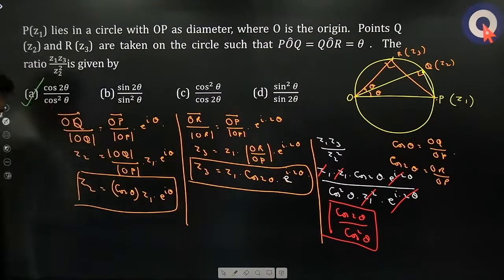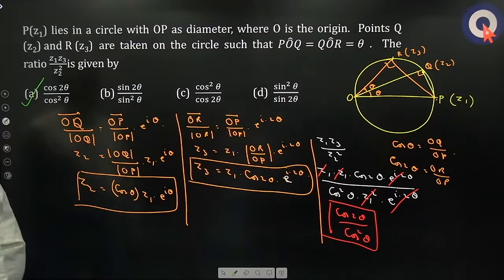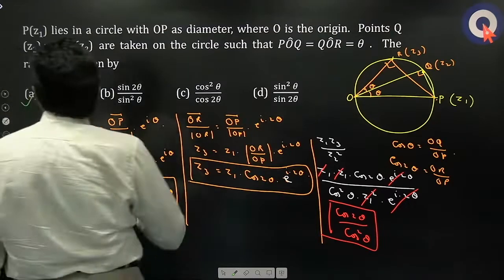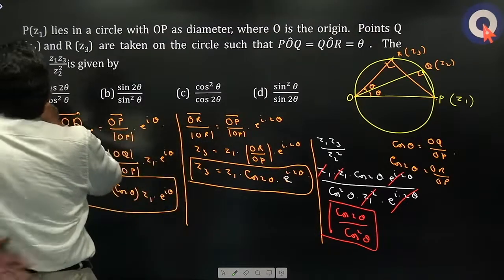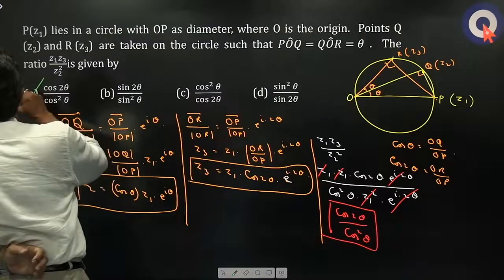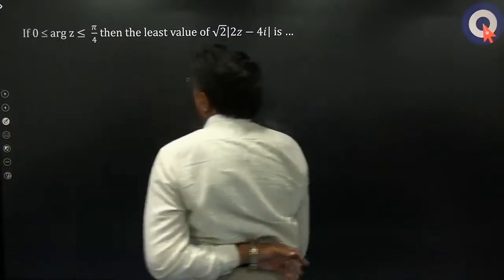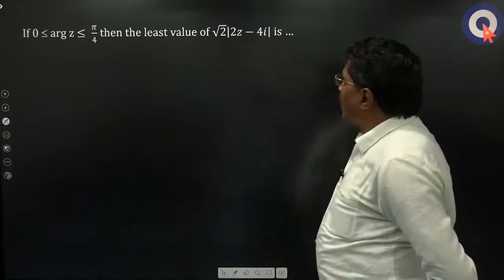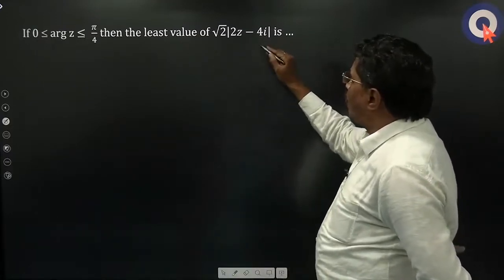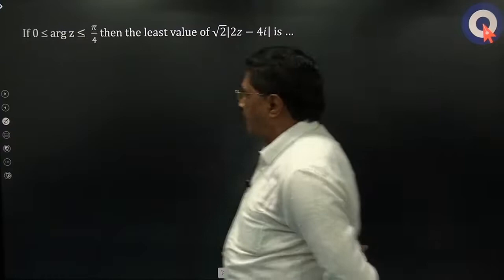Let us move on to the next problem. Okay. So then if arg z lies between 0 to pi by 4, then the least value of root 2 into mod of 2z minus 4i. All right.